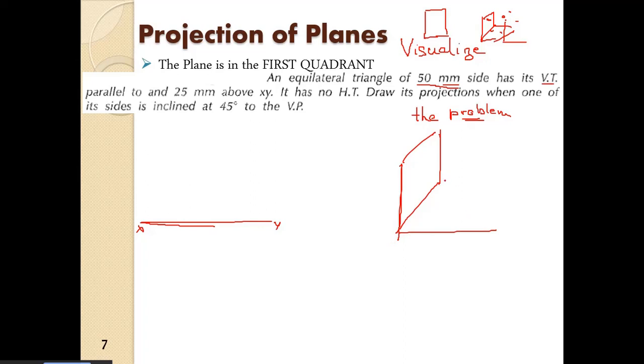So first of all we will visualize the plane. This is the vertical plane and this is the horizontal plane. The vertical trace is parallel to and 25 mm above XY. So what is the vertical trace? The vertical trace is the trace of the intersection of the given plane with the vertical plane, yes or no? So the vertical trace is parallel to and 25 mm above XY.